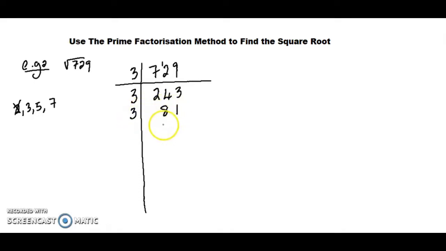3 into 8 goes 2 times, and we know that 2 3s is 6 with a remainder here of 2. 3 into 21 goes 7 times. Is 27 a number that is divisible by 3? Yes, it is. So we say 3 into 27 goes 9 times. And 3 into 9 goes 3 times. And 3 into 3 goes 1 time. So I'm just going to count 1, 2, 3, 4, 5, 6. They are all 3s. So we're going to write our prime factors here, and we should have 6 of them.